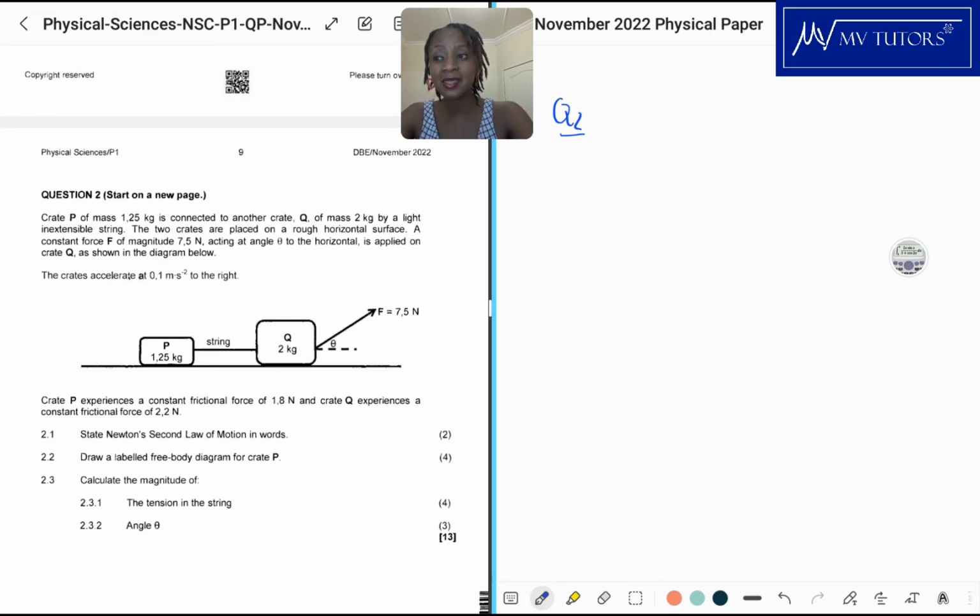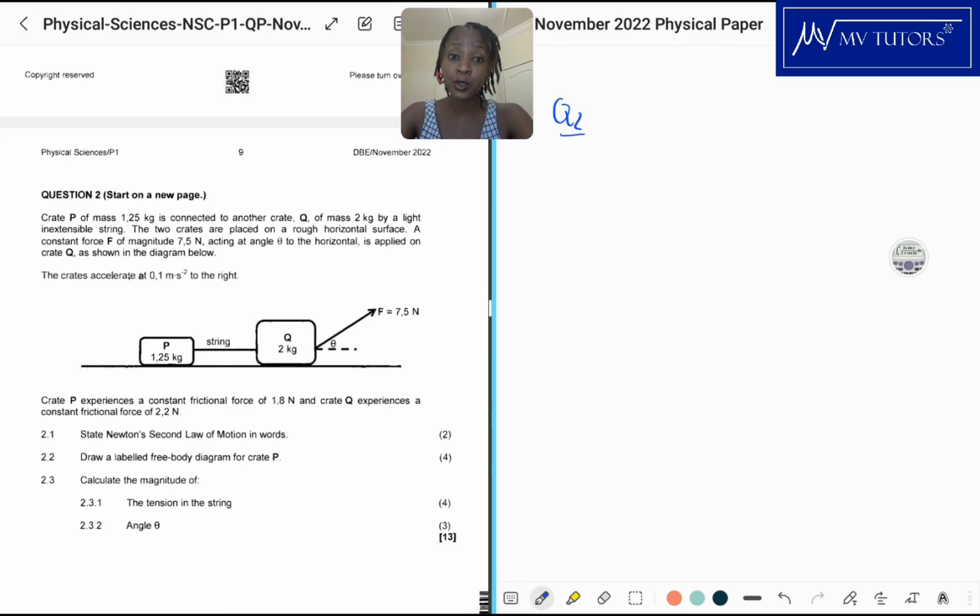Both the crates accelerate at 0.1 meters per second squared to the right. So you have this applied force pulling on Q, and Q is like, I'm not going alone, I'm bringing P. And there's this string that's going to help us get there. Crate P experiences a constant frictional force of 1.8 Newton, and crate Q experiences a constant frictional force of 2.2 Newton.